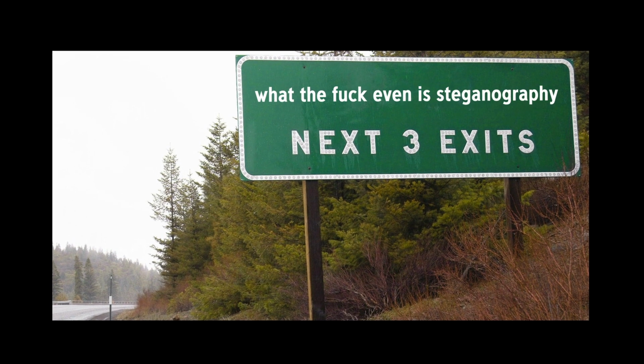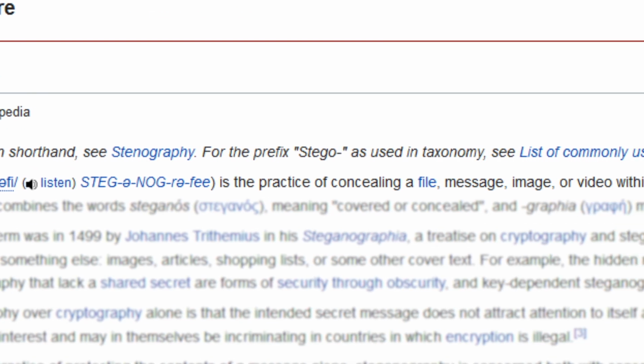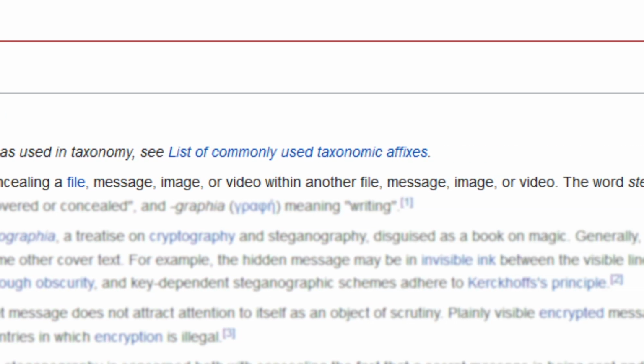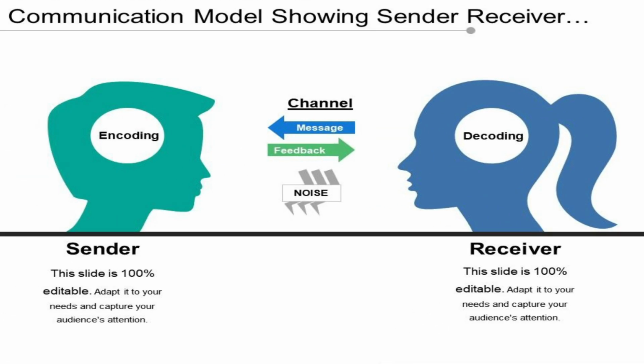Alrighty, our journey begins in the land of steganography, specifically in a small village town called "What the Fuck Even is Steganography?" And I'm so glad you asked, because as defined by Wikipedia, steganography is the practice of concealing a file within another file, which basically means just like cryptography, it's another way of making sure a message is only seen by the sender and the receiver without any other person seeing it.